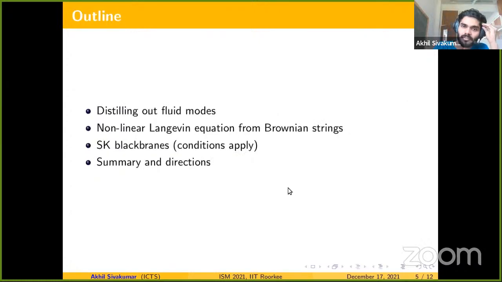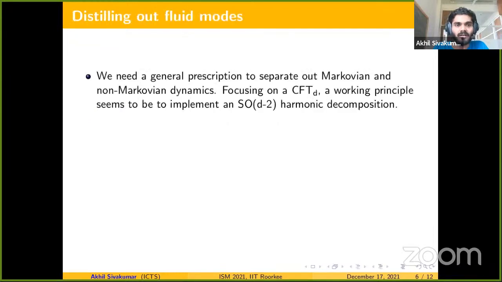So this is the outline for the talk. I'll talk about distilling out the fluidic modes. Then I'll give an example of the final goal, like how to understand this paradigm of Wilsonian EFT by considering the example of deriving a nonlinear Langevin equation for a Brownian particle in the holographic plasma, considering a dual string moving in the bulk and so on. And then if time permits, we will talk about Schwinger-Keldysh black branes. And then we will summarize and float some future directions.